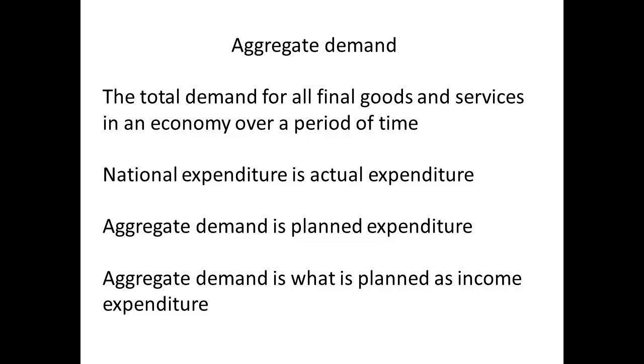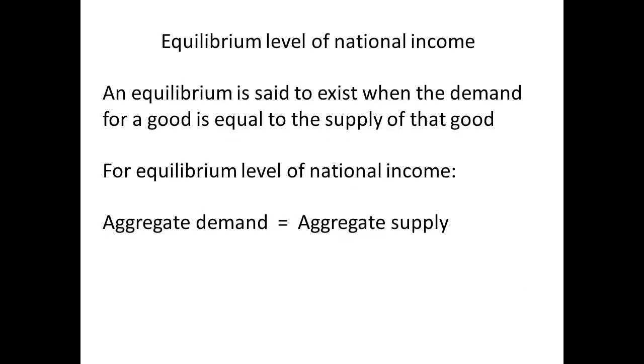Aggregate or total demand may not be the same as national expenditure, since the aggregate is taken to be the figure for planned expenditure. So we use the idea of actual expenditure to mean national expenditure, and for planned expenditure to mean aggregate demand. In microeconomics, we introduced the idea of equilibrium as being when the demand for a good was equal to the supply of that good. We can use a similar idea in macroeconomics, where we say that for equilibrium level of national income, the aggregate demand must be equal to aggregate supply.